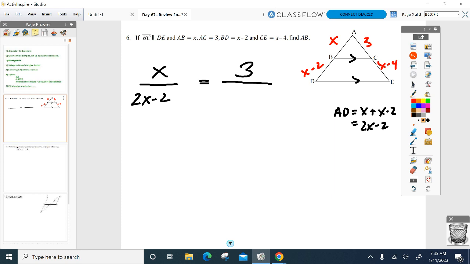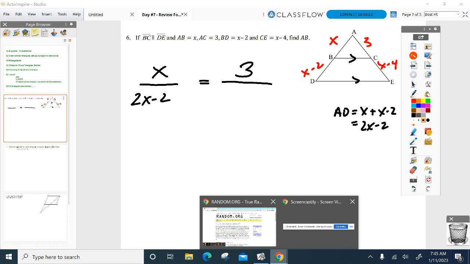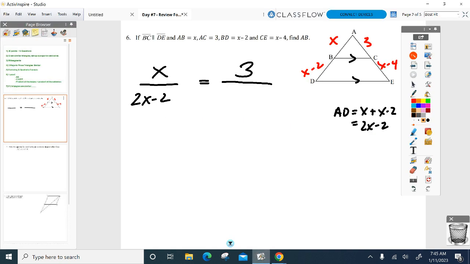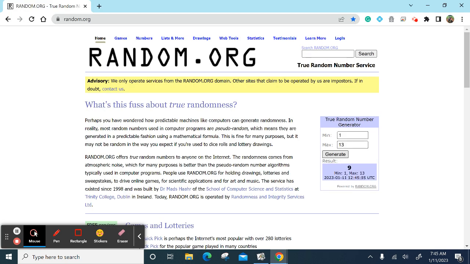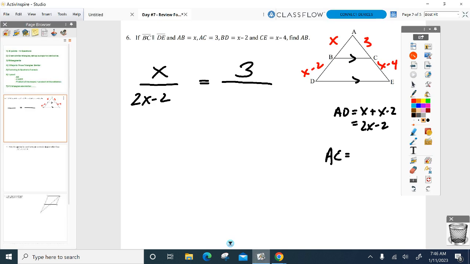What does AC correspond with in the big triangle, everyone? AC corresponds with AE. At least you're getting them right. AE, what are the 2 segments that make up AE? There you go. 3 and X minus 4. Good. So X minus 1. We're all good. If anybody wants to learn how to set up a proportion, we know where to go now, right?